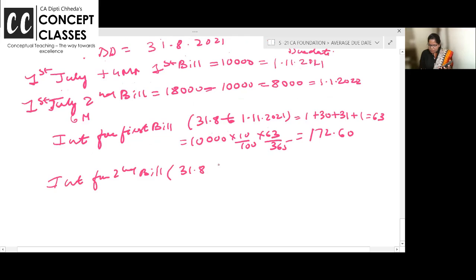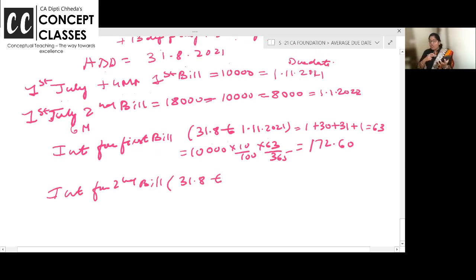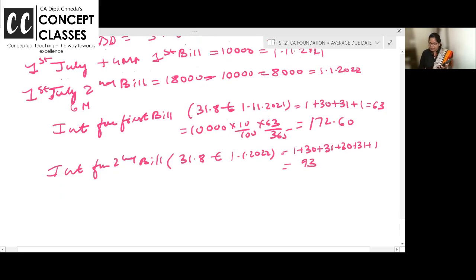Now, interest for the second bill. The second bill was also due on 31st August. But now on 1st July you have drawn the bill for 6 months. So 31st August to 1st January 22. How many days? August 1, September 30, October, November, December, and January 1st also you take. Due date will always be taken. 1 plus 30 plus 31 plus 30 plus 1. 93 days. How much is it, 93 days? Ma'am, 124 days.